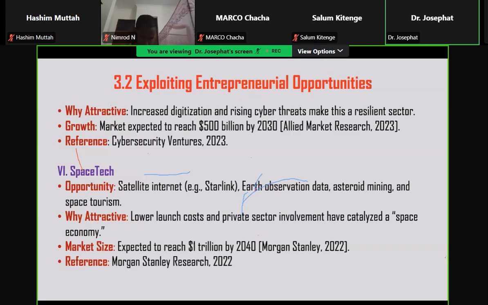So the sixth ones is on the part of space tech. Na tunaangalia kwenye space tech, tunaangalia satellite internet, Starlinks, Earth observation data, asteroid mining, as well as space tourism. And why these are attractive? Kuna lower launch cost and the private sector involvement have catalyzed the space economies. Na tukiangalia kama Starlink, kila siku tunalalamika na Starlink nchi yetu. Kwa nini Starlink wasiruhusiwe kutuletea internet ndani ya nchi? Kwa sababu it's much more cheap na whatever. Lakini hizo zote ni opportunity ambazo zipo kwenye space tech. Na inategemea pia kukua, expected market size kufikia 1 trillion by 2040s and the likes.